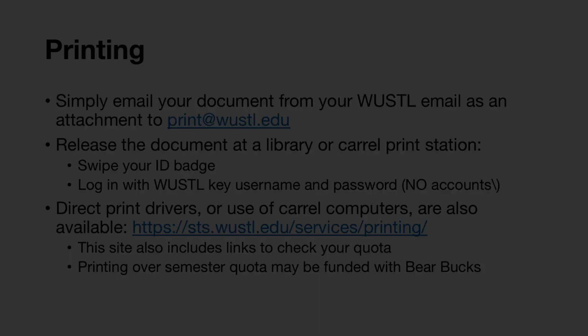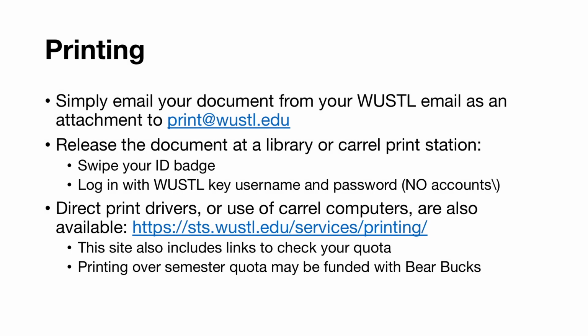Here at WashU, printing is as easy as sending an email. By far, the easiest way to print at WUSTL is to simply email your document to print@wustl.edu. Make sure you're using your WUSTL email to send this document, and you'll be able to pick up the document at a library or Carroll print release station.